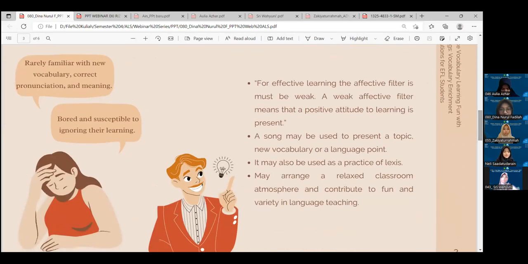While learning vocabulary with songs, EFL students in language learning are often highly familiar with new vocabulary, correct pronunciation, and meaning. This makes students bored and susceptible to ignoring their learning. Teaching in various ways can stimulate students. Learning is very important to make English interesting.